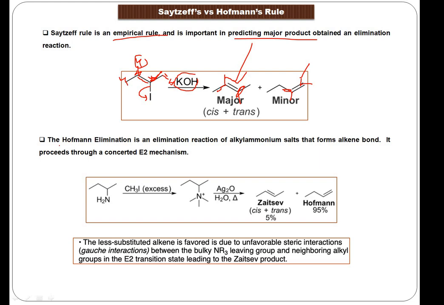A similar type of reaction is the Hofmann elimination. This elimination we see most importantly in alkyl ammonium salts. Alkyl ammonium salts undergo elimination of groups to form a double bond. As per Hofmann's rule, the one which is least substituted is the major product. Let's talk about this example.